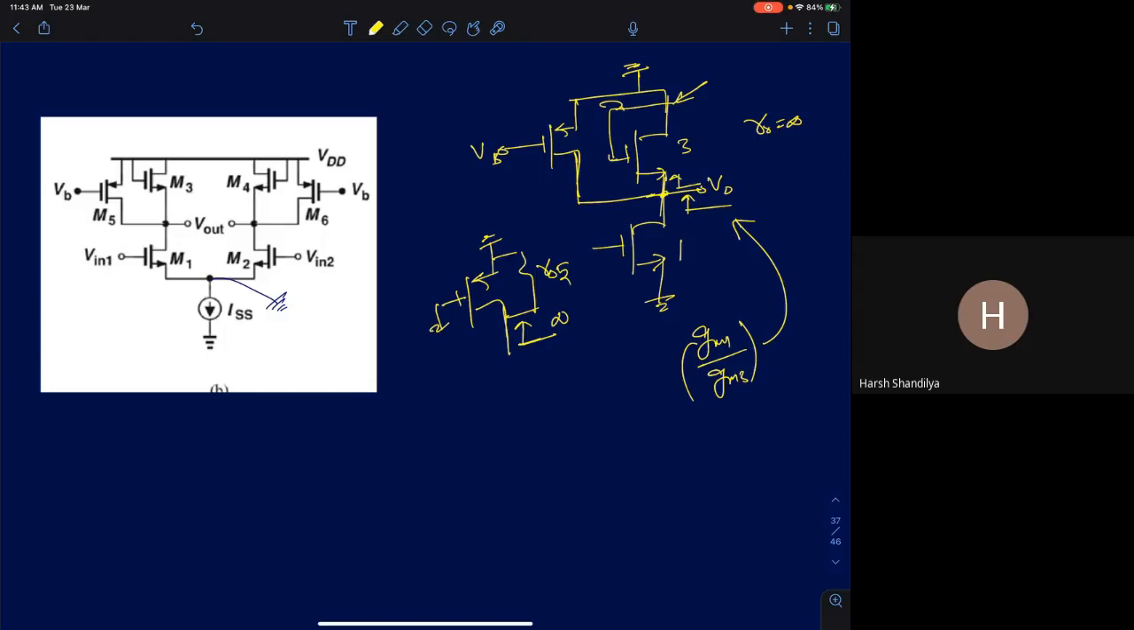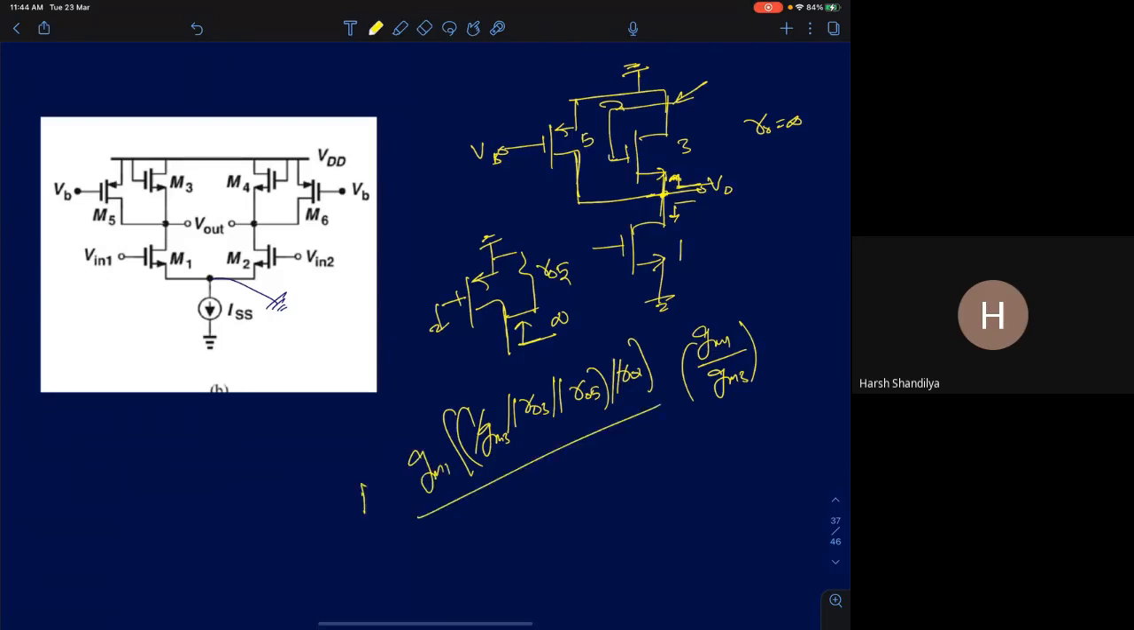Now let's say you are considering R0, then what will be the gain? All devices' R0 has to be considered. So first find the resistance looking up into M3. It's going to be 1 by GM3 in parallel with RO3 in parallel with RO5. Looking down, it's going to be RO1. So this whole thing multiplied by GM1 will be your differential gain.